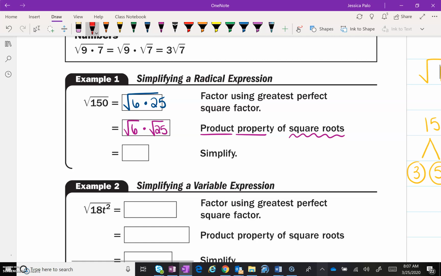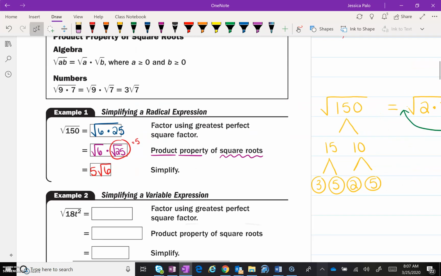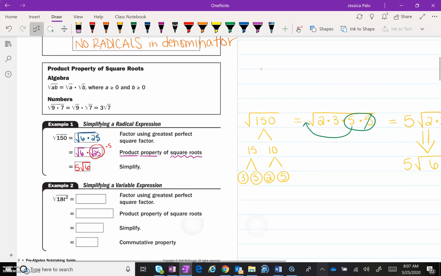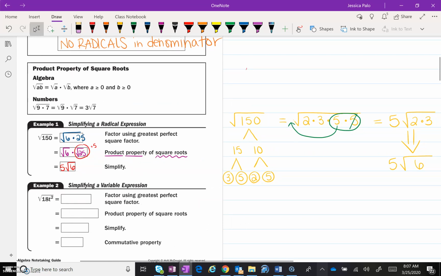We know that the square root of 25 is 5 because it is a perfect square. Radical 6 cannot be broken down any further because its factors are 3 and 2, or 6 and 1, neither of which work, so it has to stay inside the radical, and your answer is 5 radical 6. Two different methods, two different sets of factors, same final answer.